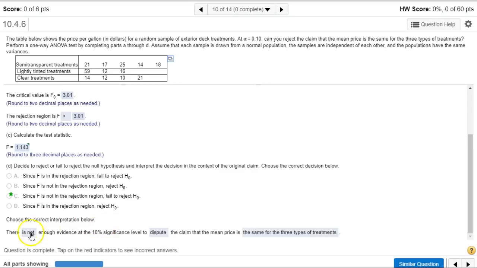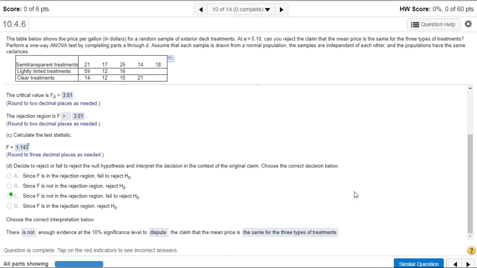Choose the correct interpretation. And remember, we want to directly address the claim. So there is not enough evidence, always if you're not rejecting, at the level of significance for alpha 0.1, to dispute the claim that the mean price is the same for the three types of treatment. So that's what you would conclude. As you can see, it's addressing directly the claim.